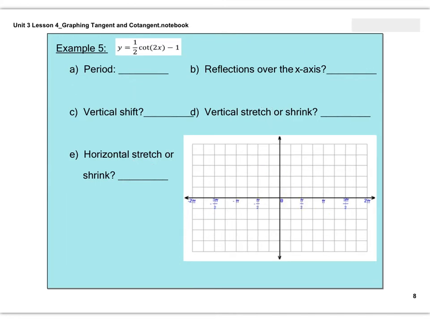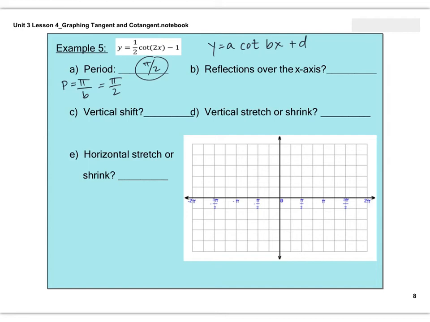Let's talk about cotangent. So this time we have y equals a cotangent bx, and then you could have plus d. So normally the period is pi. To find our period, we're going to take that and divide by b. What's in the b spot? It's a 2. So pi divided by 2 is our period.